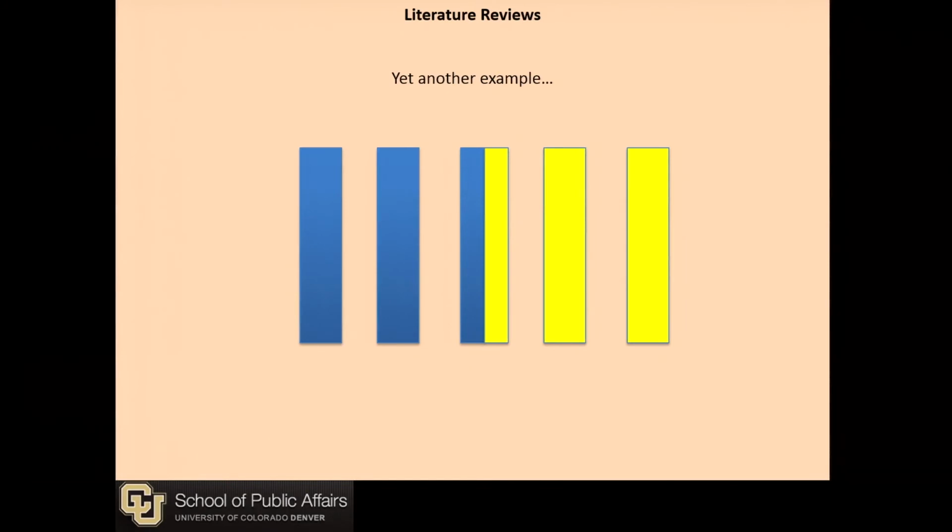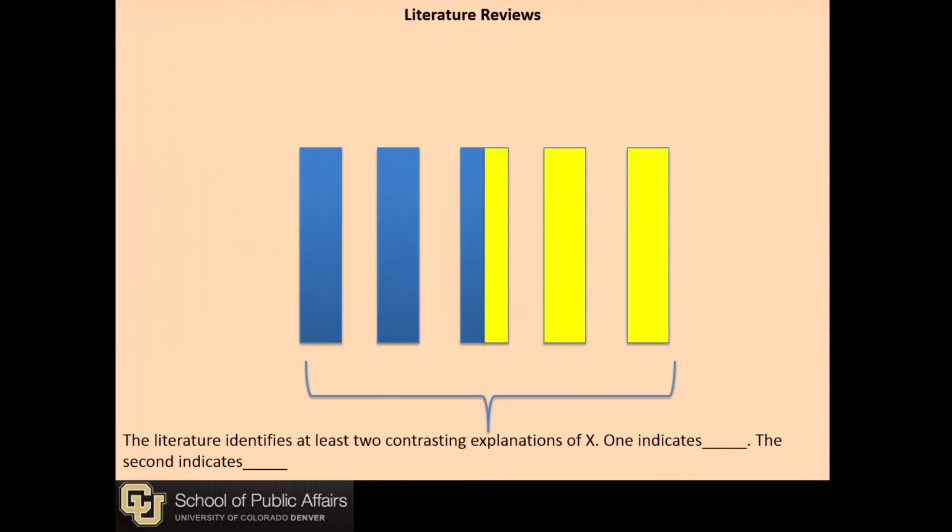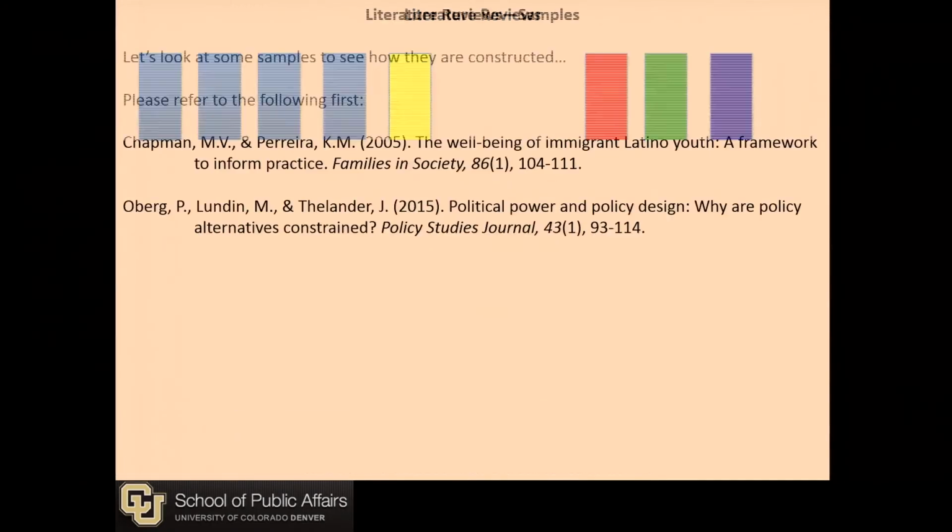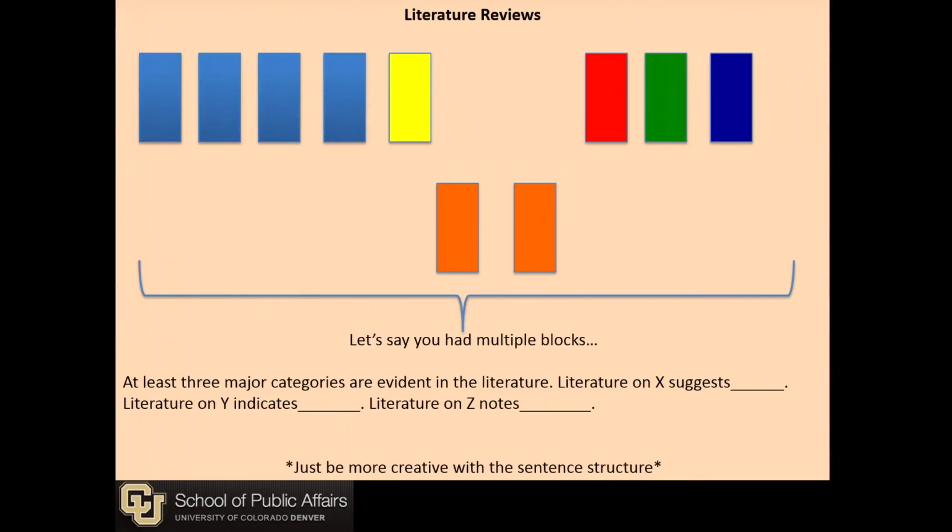And yet another example, well, this is sort of fun because I heard a conversation about this earlier about different theoretical perspectives and what we can test and not test. Easy. The literature identifies at least 2 contrasting explanations of X. One indicates blank, the second indicates blank. And then just a little bit more complex. If you had multiple blocks, which of course what your literature reviews are going to be for your dissertations, you would just say at least 3 major categories are evident in the literature.